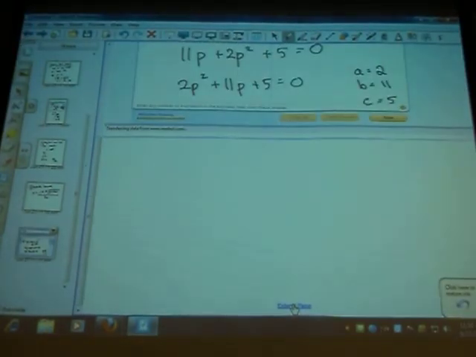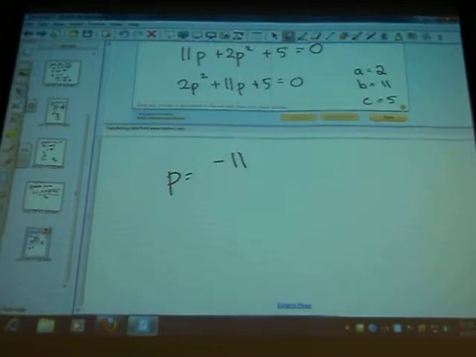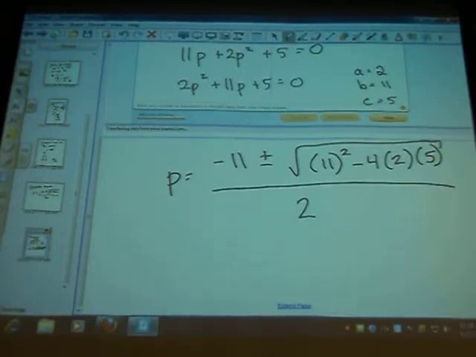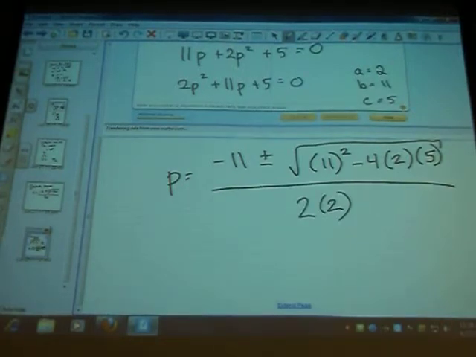Okay, so I've got x equals, or p equals in this case, negative b, so negative 11. And if b was already negative, you would make it positive. Plus or minus the square root, big square root, of b squared minus 4 times a times c, so times 2 times 5, all over 2 times a.